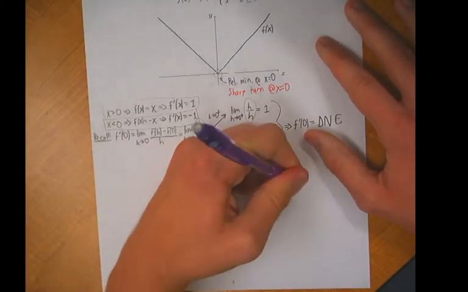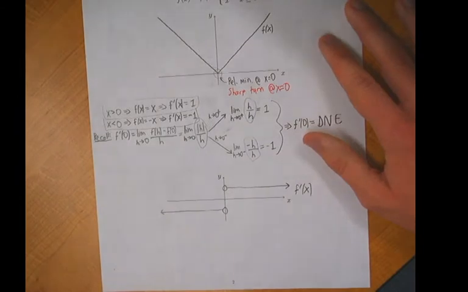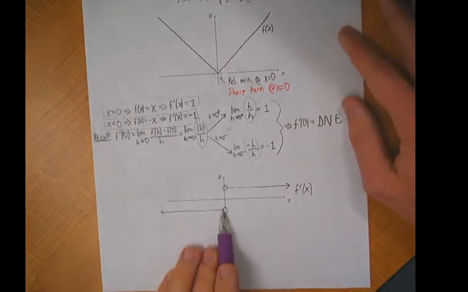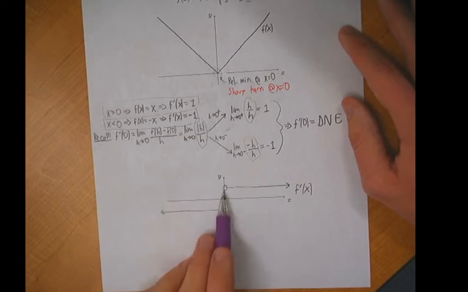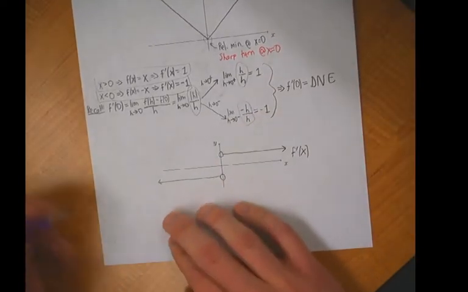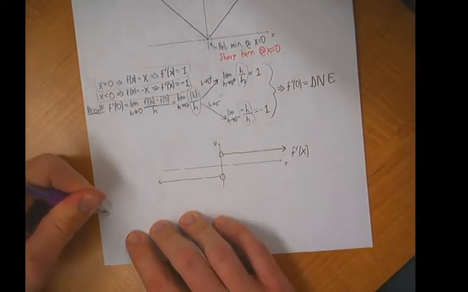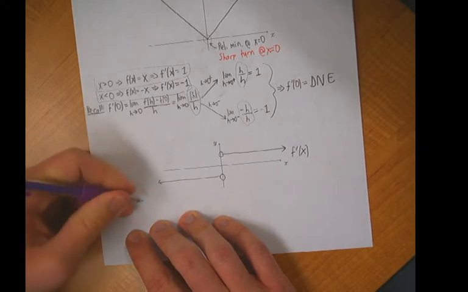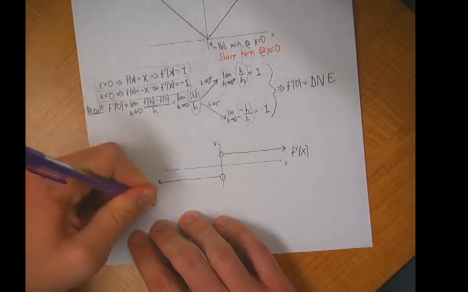As a result, this is what the graph of f prime of x is going to look like. And because f prime of 0 does not exist, we have to incorporate these not filled in holes here. Okay? So, as a result, what we can say is that f prime of x does not exist.